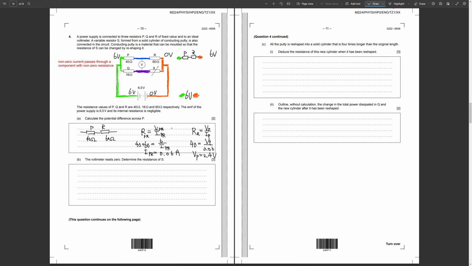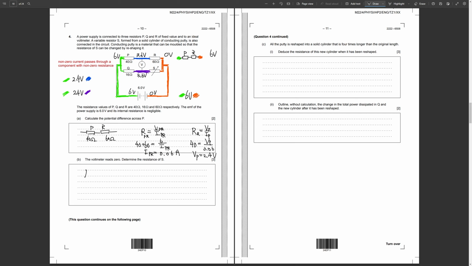According to part A, we have deduced the potential difference across P is 2.4, which means from green going across P to blue, it should drop by 2.4. Then it is 3.6 here. And according to the voltmeter reading 0, the violet is 3.6 volt as well. We can note that the difference between green and blue is 2.4 volts. And the difference between green and violet is also 2.4 volts.